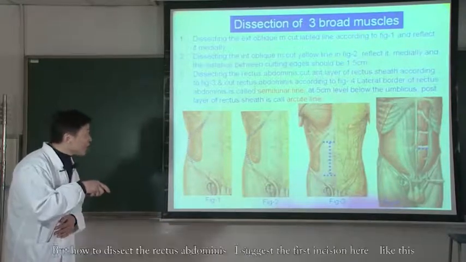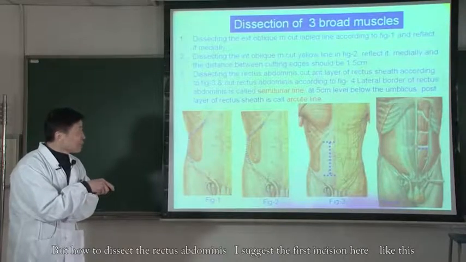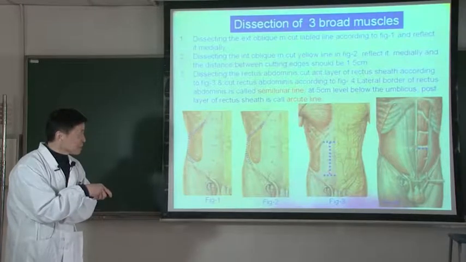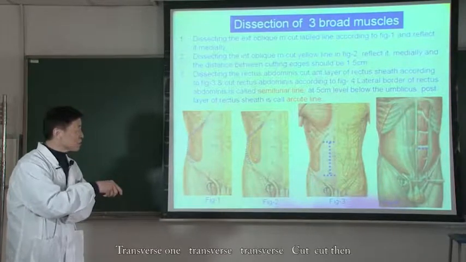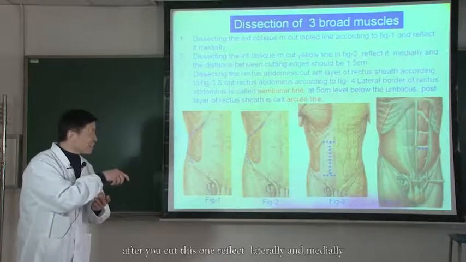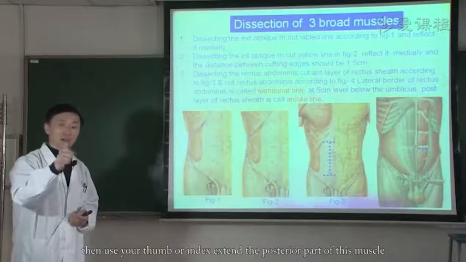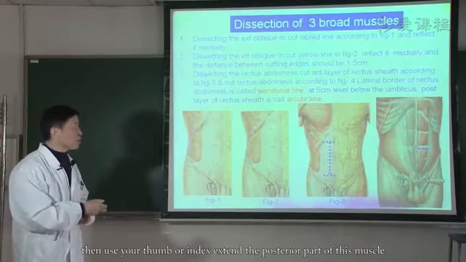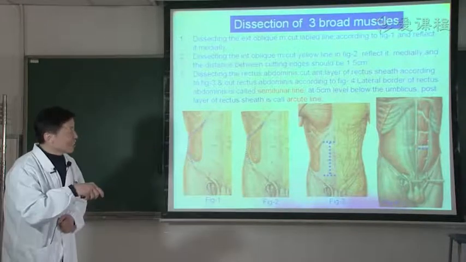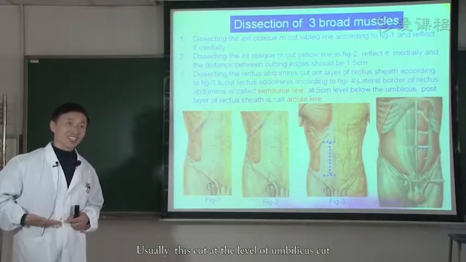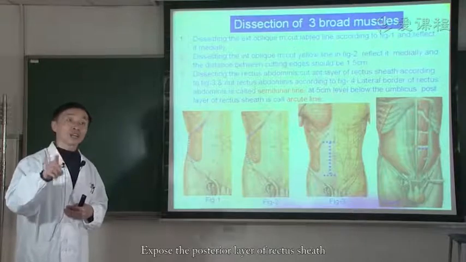You can find the transversus. But how to dissect the rectus abdominis? I suggest the first incision here, like this. The second, like the Chinese character gong, a transverse cut. After you cut this, reflect medially and laterally. Then use your hand or index finger, extend to the posterior part of this muscle, and expose the muscle. Another cut, usually at the level of the umbilicus. Then reflect upward and downward to expose the posterior layer of the rectus sheath.